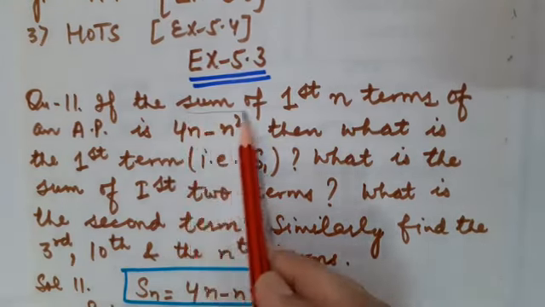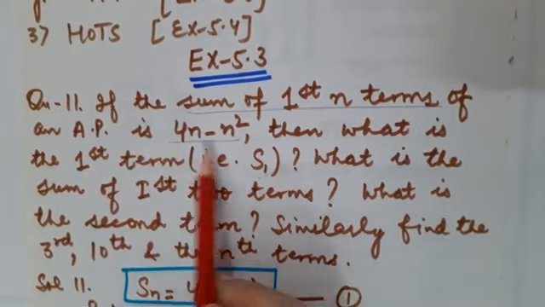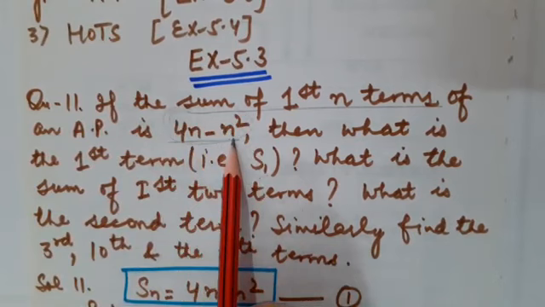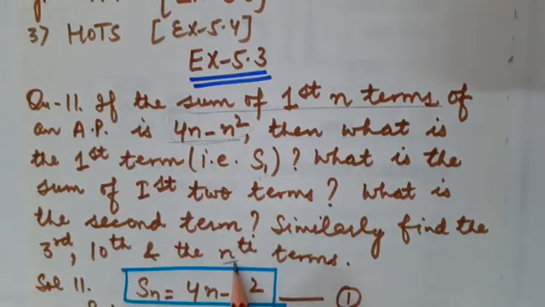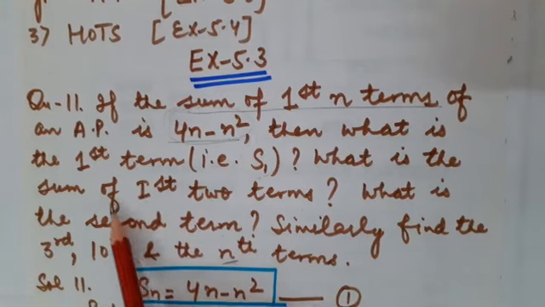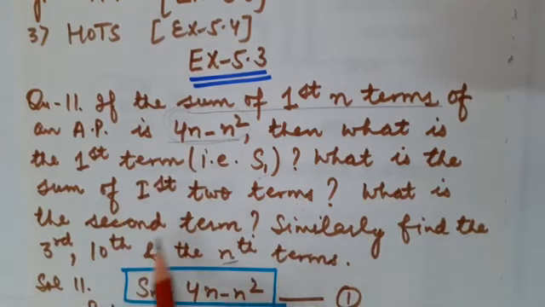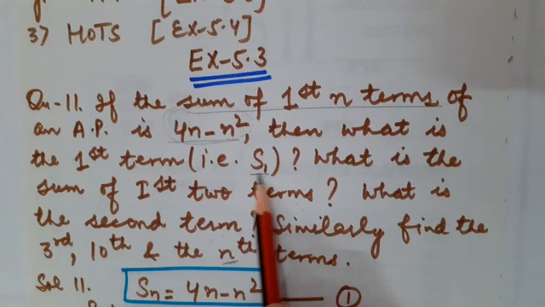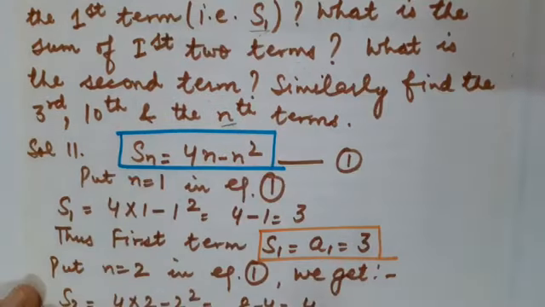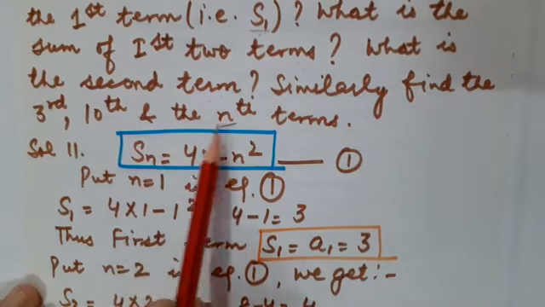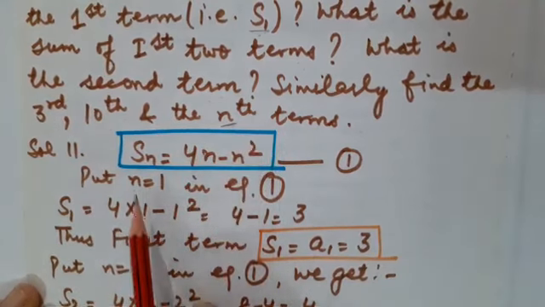So have you understood the question? Here you will have the sum of first n terms given, that is Sn is equal to 4n minus n square. You will have to calculate the nth term, third term, 10th term, sum of first two terms, second term and of course the very first term. Correct, students? So children, in this one question only I am going to explain one concept. There are so many parts given. So let us start.